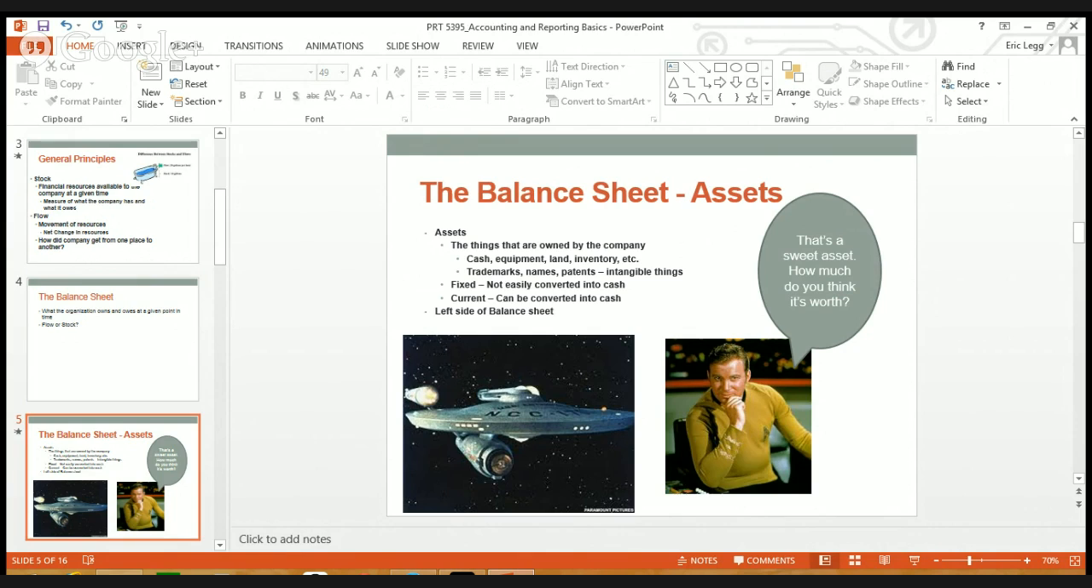And then current, which is something that can be easily converted to cash. So cash, to be simplistic, is a current asset. Inventory in a store is a current asset, something that can easily be converted. Traditionally, we thought of assets as something on the left side of the balance sheet. As stuff has become more electronic, that's not as relevant as it used to be.